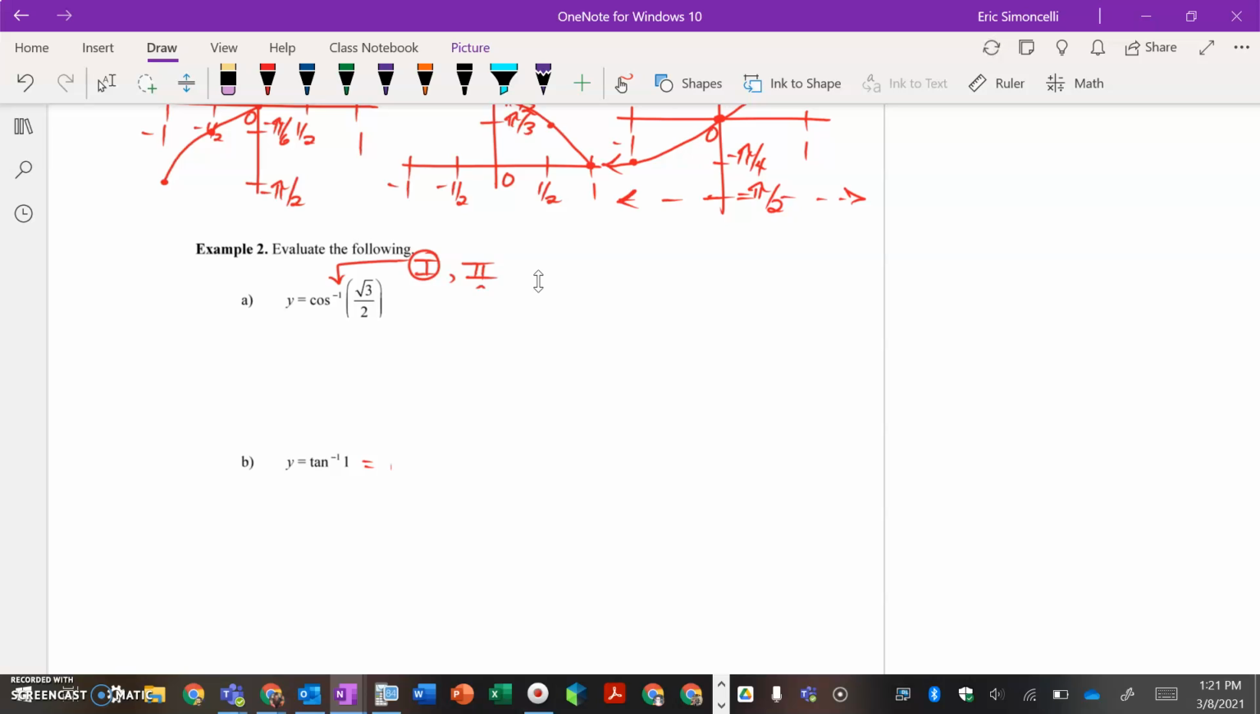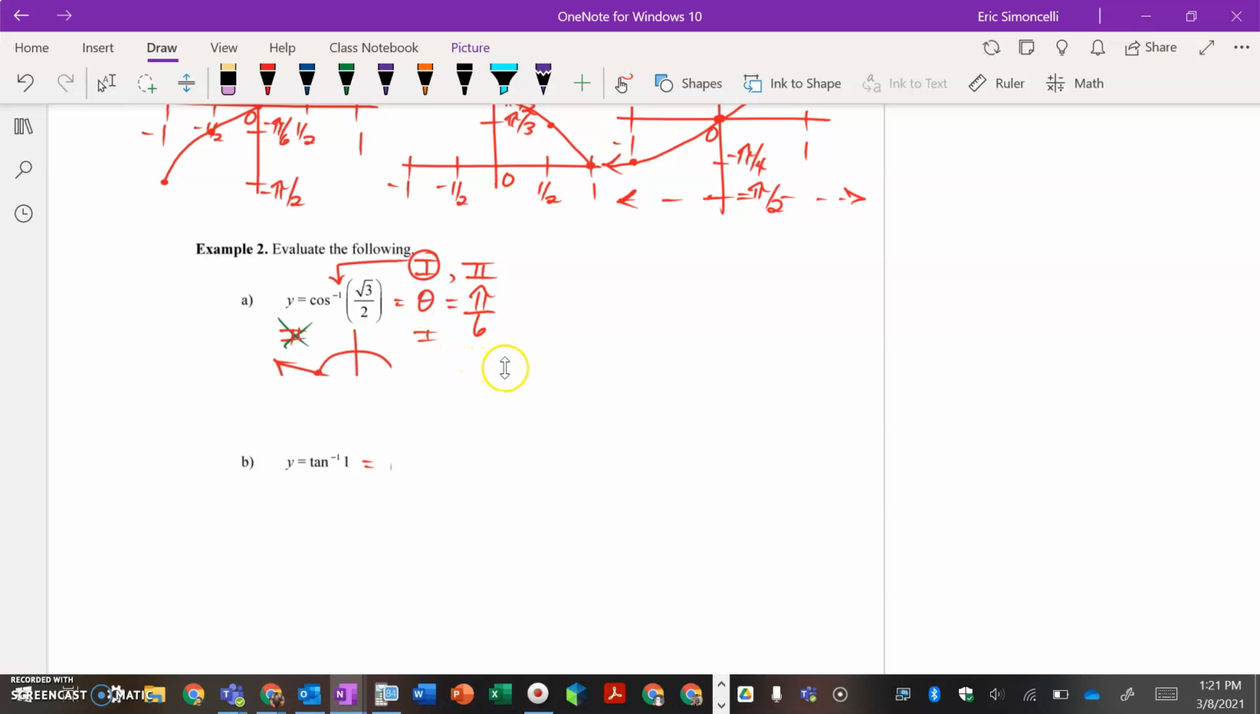Alright, so in evaluating, we denote that it's quadrant 1 because root 3 over 2 is in fact positive, not negative. And then we think, what angle in the first quadrant has this x-coordinate? As I uncover, we can already start to see here, pi over 6. Pi over 6 is the only angle in the first quadrant which has an x-coordinate of root 3 over 2.